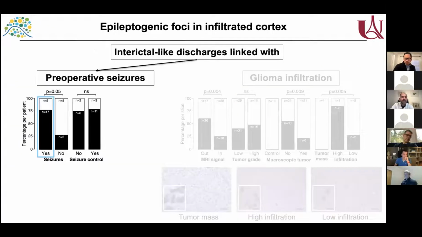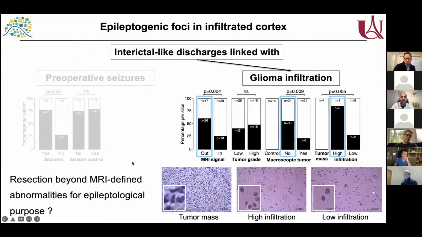The presence of these epileptogenic foci was correlated with the preoperative status of the patient. And in addition, they were correlated with the degree of glioma infiltration of the recorded samples. For example, they were recorded more frequently in samples obtained outside MRI-defined abnormality. They were recorded more frequently in samples with no macroscopic tumor infiltration and in samples with a high infiltration by isolated glioma cells. Contrarily, they were never recorded in control samples or within the tumor core.